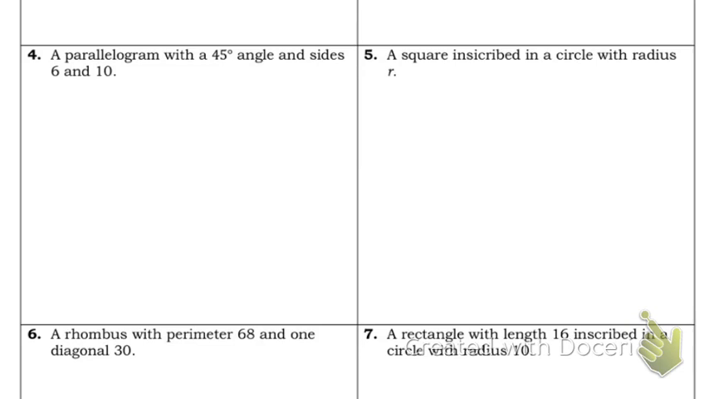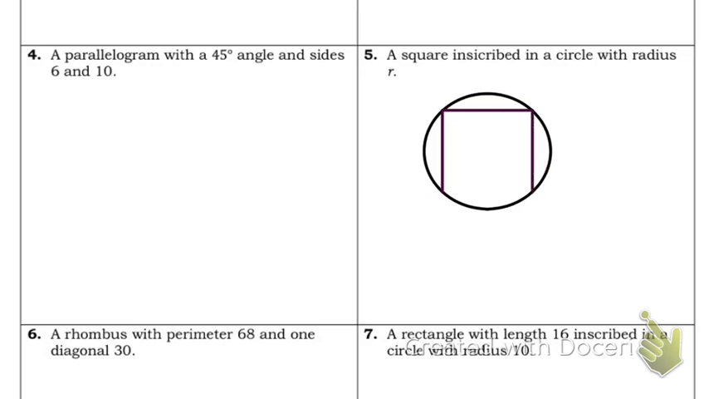A square inscribed in a circle with radius r. So the first thing we should probably do is draw a circle. Does it do anything with the diagonals? Of course it does. So I got that guy. I got this sweet square that's going to go inside of it. We have a point in the middle.